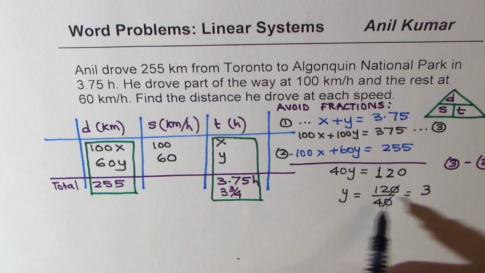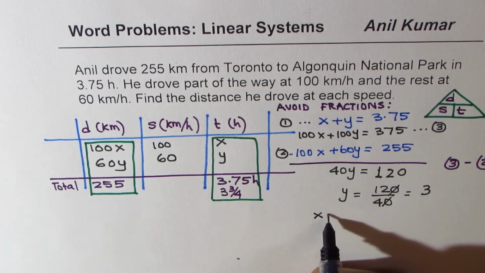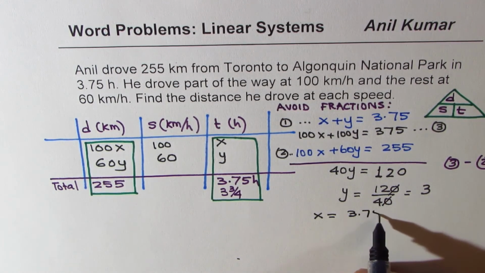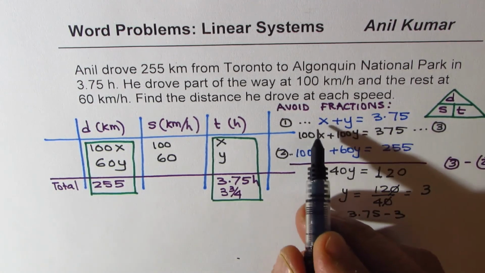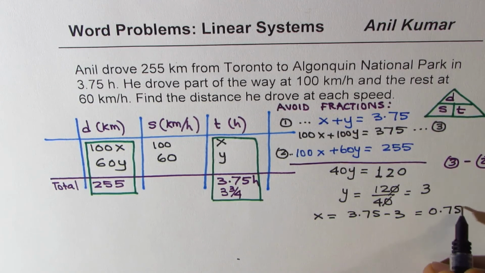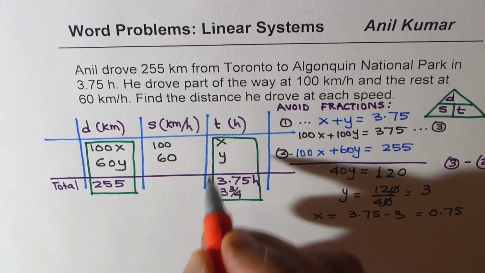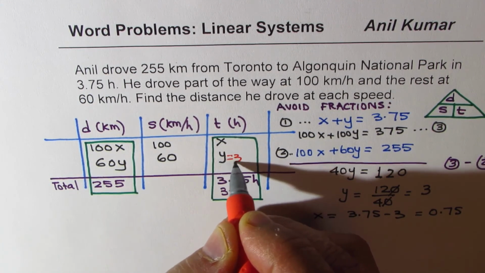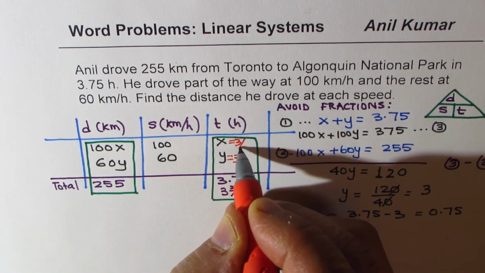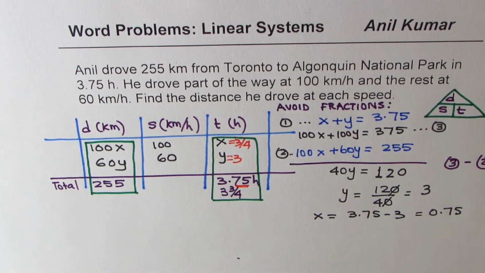So if y is 3 hours, what is x? x will be equal to 3.75 take away 3, right? Since x plus y is 3.75, that is 0.75 or 3/4 of an hour, correct? Once we know these times, which we just calculated, so we found y equals 3 and x we found as 3/4, right? 0.75, 3/4. We can now find the distances.